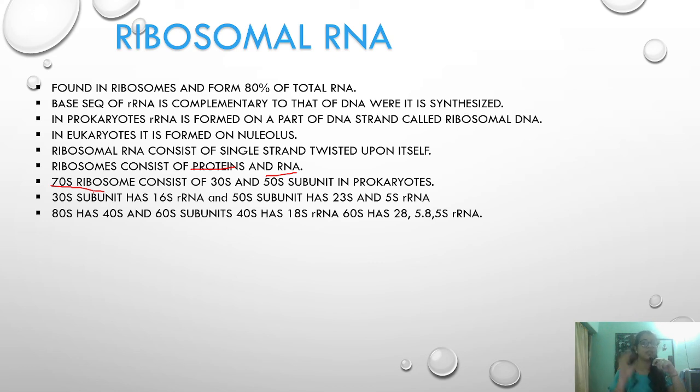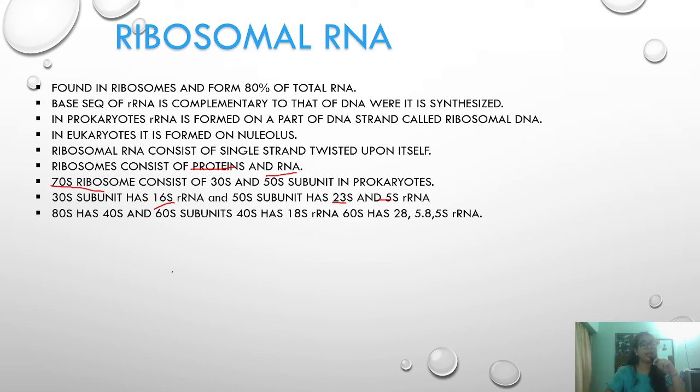S is the sedimentation coefficient. If you add them, they will not form the 70S, so don't remember it like that. 70S has two subunits, and each subunit has rRNA. That is, the 30S subunit has 16S rRNA, you can see here, and the 50S has two rRNAs, that is 23S and 5S rRNA. This is very important to be noted down.